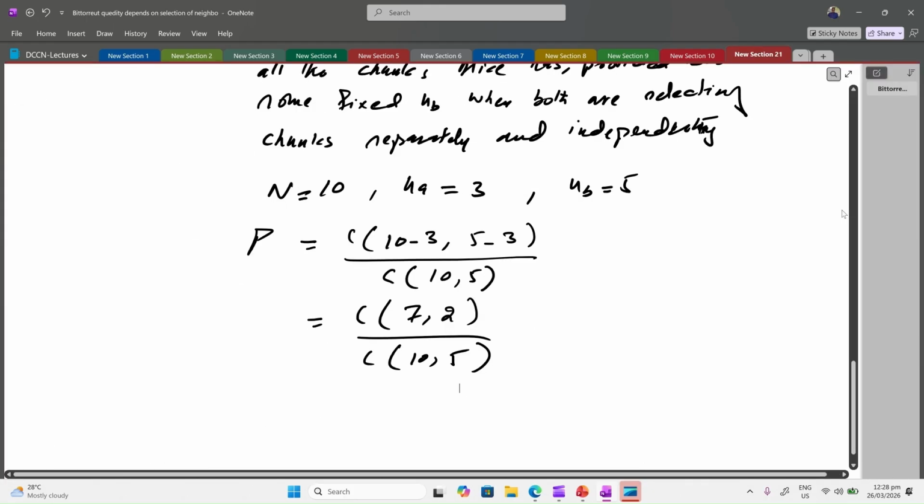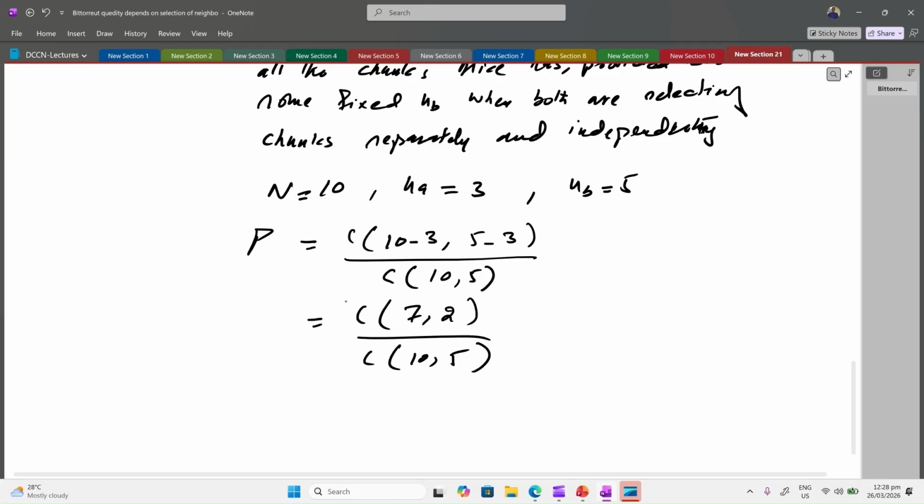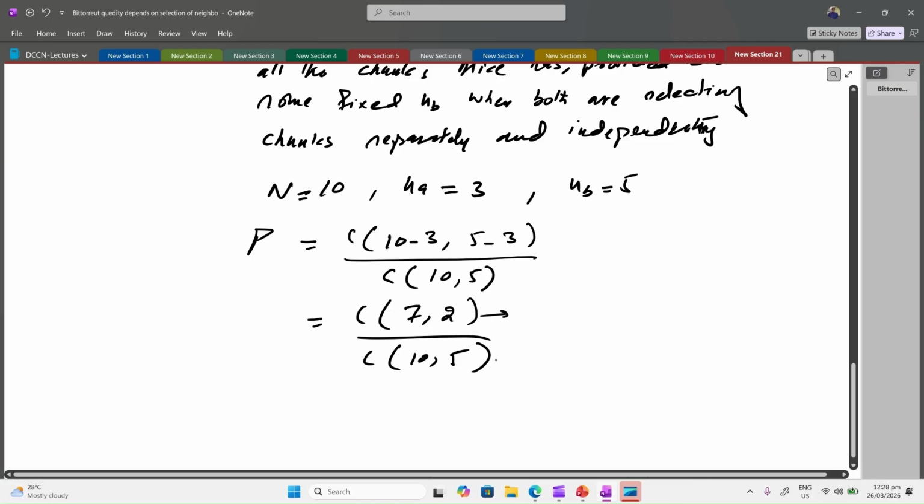Okay, and now we can calculate these. I can calculate the value of this combination notation.